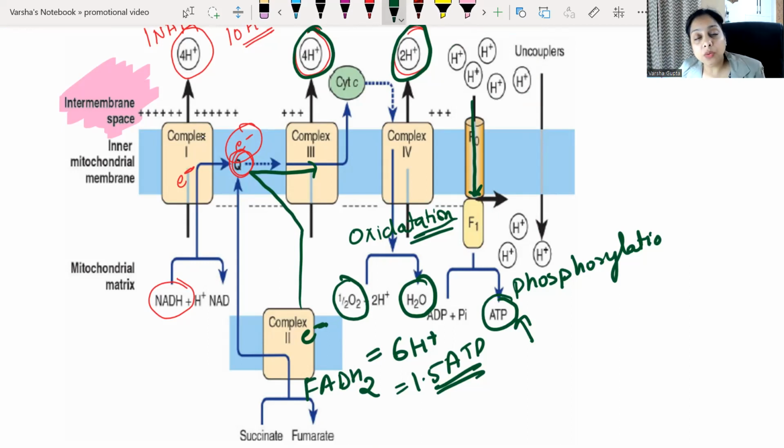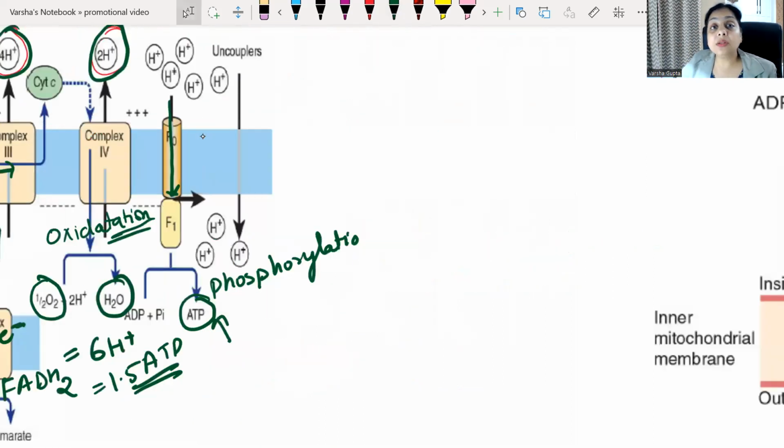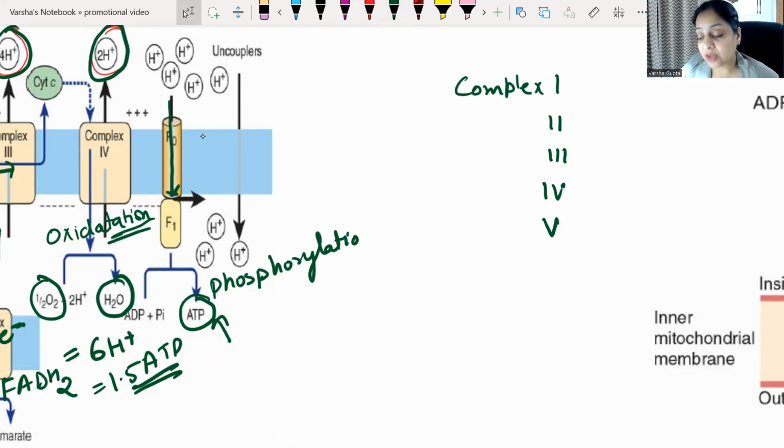Now you know the electrons, you know the protons, you know all the complexes. Now it is time to remember the common names for the complexes. There are names of the complexes given in the book. You can memorize those also, but I'm giving you very simple, very basic names of the complexes. Teachers don't expect you to call them complex 1, complex 2, complex 3, complex 4, complex 5. They want you to know the names, and they will ask the question only with the names.